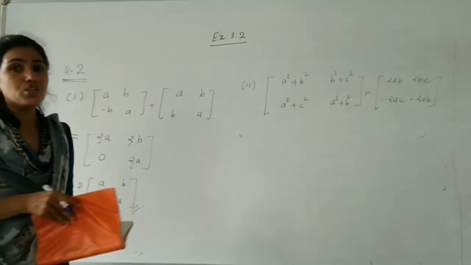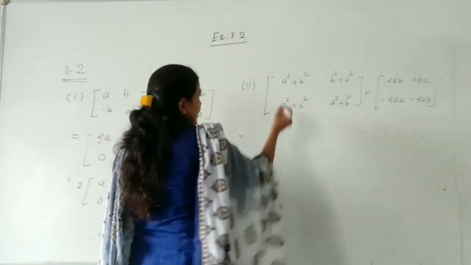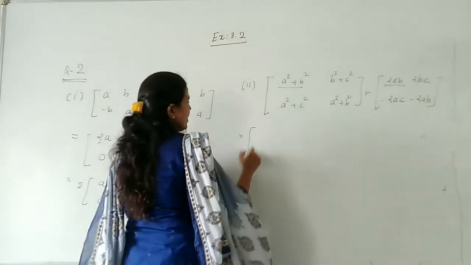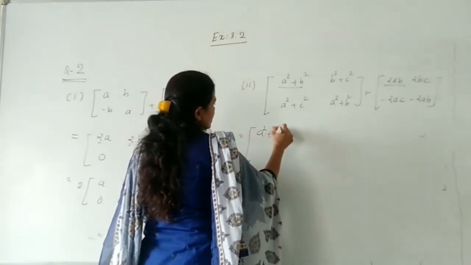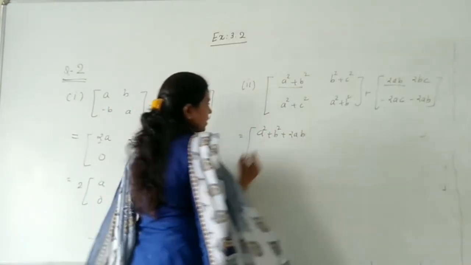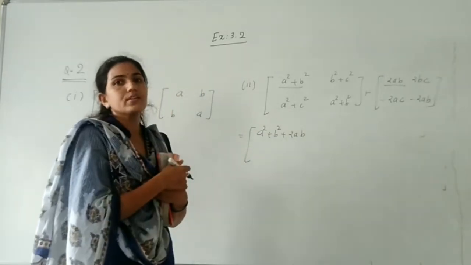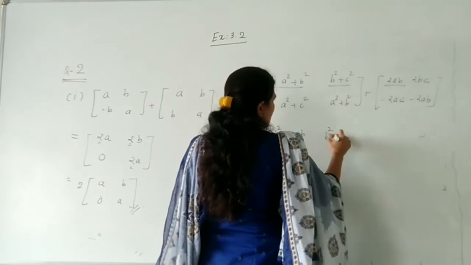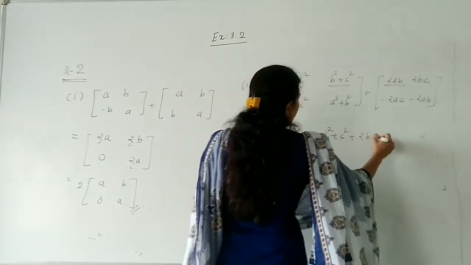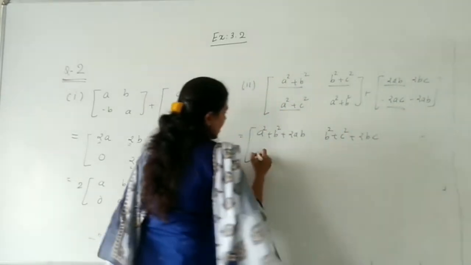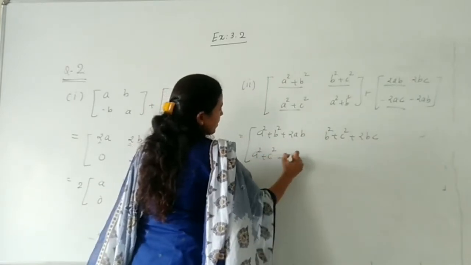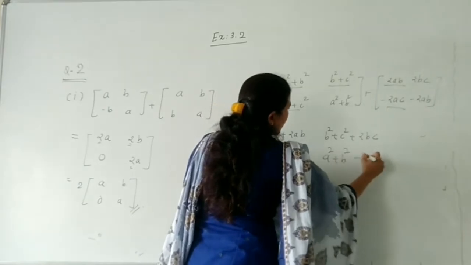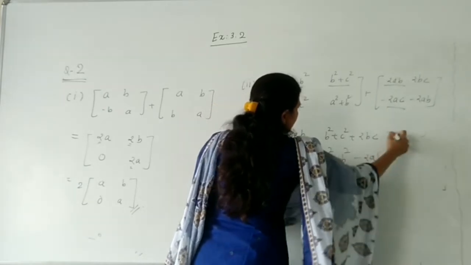Again students, it is addition. So we can do it directly. A square plus b square plus 2ab. So let me write down a square plus b square plus 2ab, because we have to apply addition. Now b square plus c square plus 2bc. A square plus c square minus 2ac and a square plus b square minus 2ab.